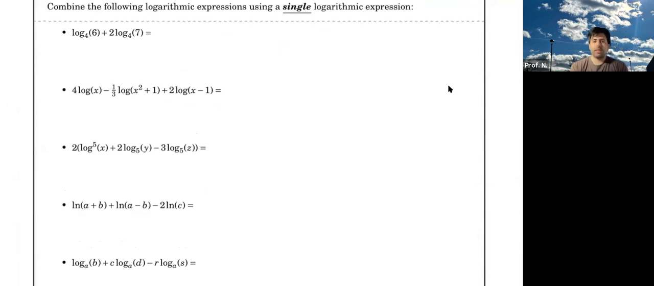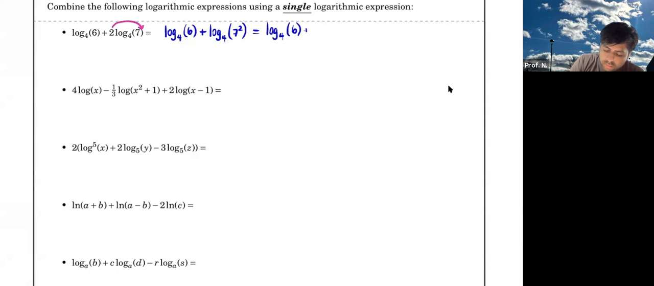Okay, so let's look at the first example. We have log base 4 of 6 plus 2 times log base 4 of 7. So what's the first thing you notice? You notice that there's a 2 in front of log base 4 of 7. So because this 2 is in front, I can place it back inside as an exponent, right? That's the power rule. So then what do I get? I get log base 4 of 6 plus log base 4 of 7 squared. And then what's 7 squared? 7 squared is 49. So I can write this as log base 4 of 6 plus log base 4 of 49.